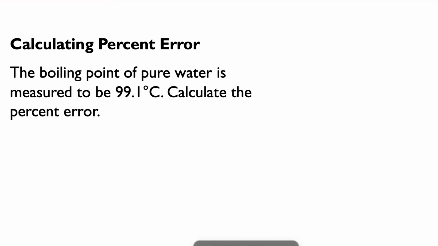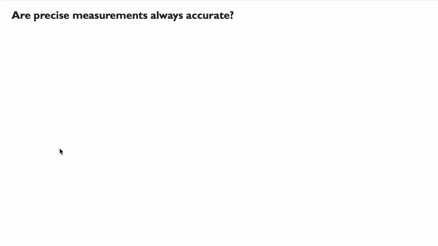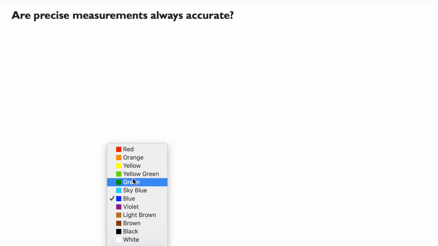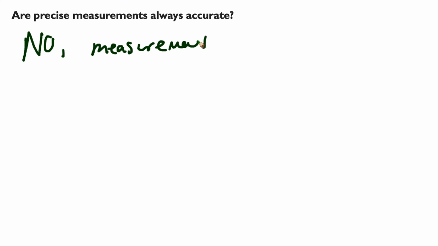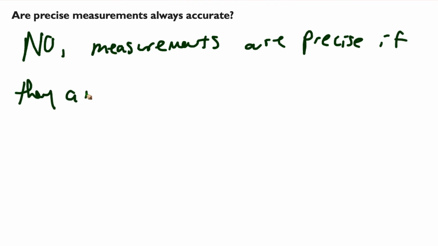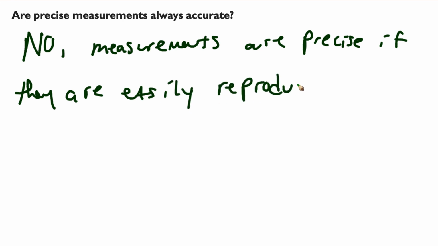And one last question here. Are precise measurements always accurate? By looking at the dartboard, I think we all can say that this is not the case. So no. Measurements are precise if they are easily reproducible together, but not accurate if they do not reflect the accepted value.